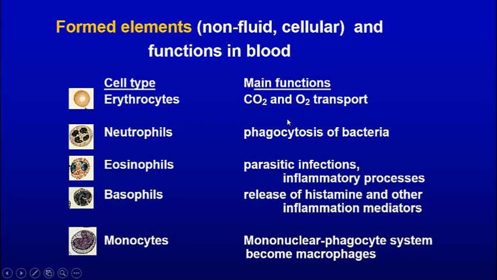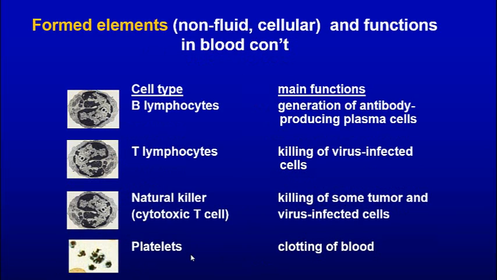You got the red blood cells, which carry oxygen and carbon dioxide; neutrophils, phagocytosis of bacteria; eosinophils, parasitic infection, inflammatory response; basophils, release of histamine and other mediators, and that's what makes it itch. And then we have monocytes. Monocytes are a mononuclear phagocytic system. They become macrophages, which could be fixed or random macrophages.